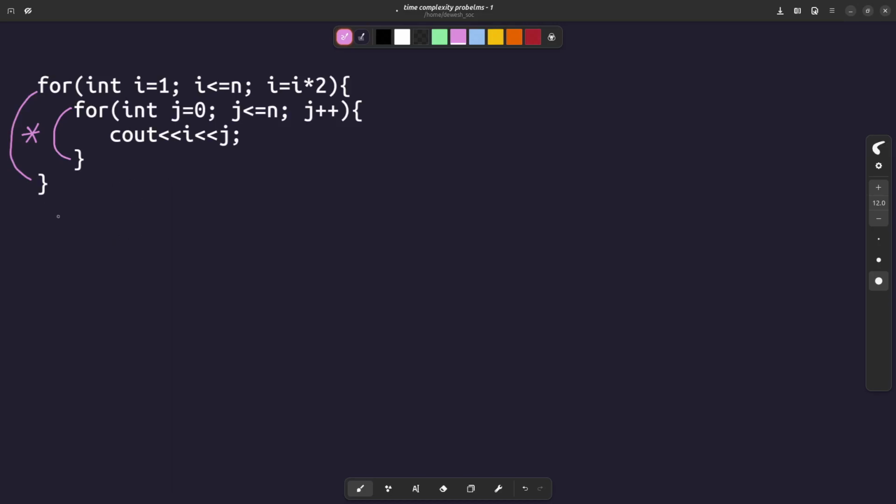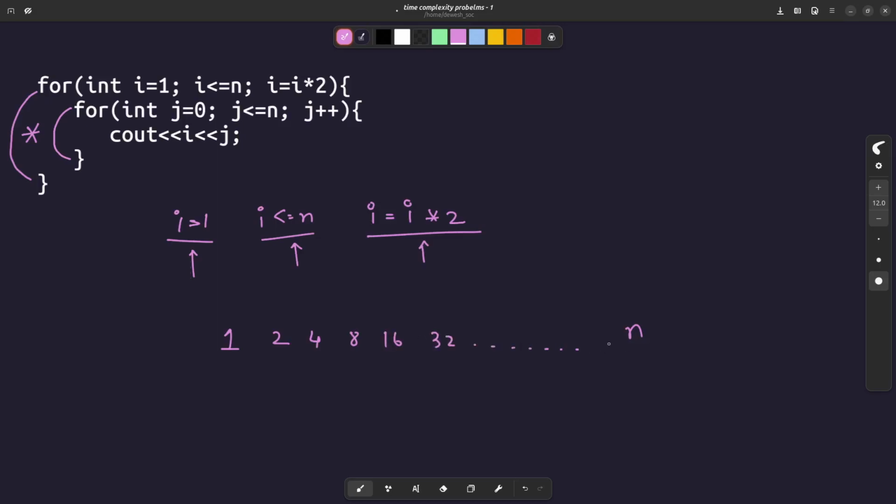So how many times is the outer loop running? Let's figure it out. The outer loop is i equals 1, i less than or equal to n, i equals i multiplied by 2. So basically what this says is i starts from 1, goes up to n, and at each step you multiply it by 2. So 2 into 2 is 4, 4 into 2 is 8, 8 into 2 is 16, 16 into 2 is 32. Keep doing this until you reach n.